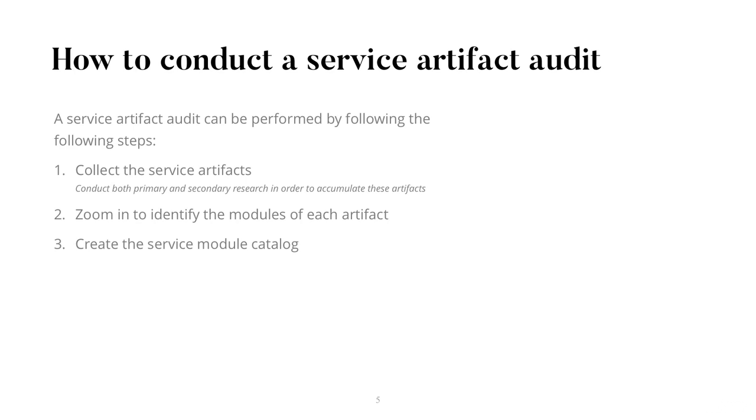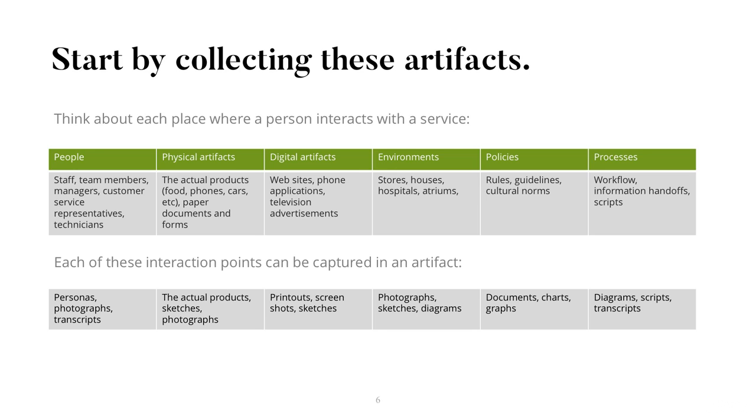Then we're going to zoom in to identify the modules of each artifact. And that's going to give us the raw material to create a service module catalog. And when we start by collecting these artifacts, we're going to look for artifacts that fall into 6 big buckets: people, physical and digital artifacts, environments, policies, and processes.